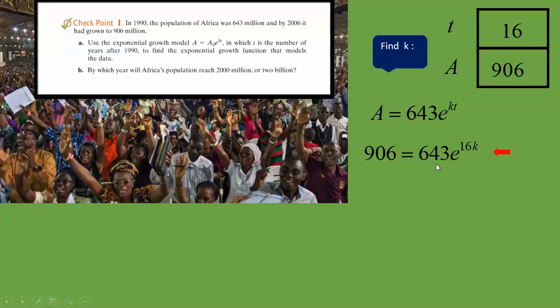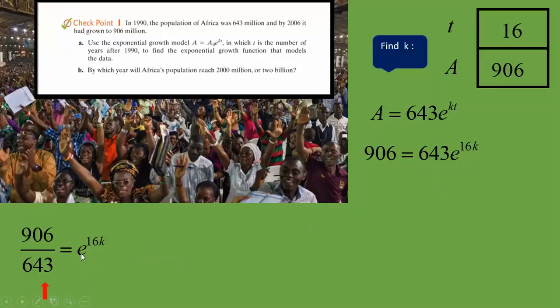And so typically you want to solve exponential equations by isolating the exponential expression. So here that's e raised to the 16k, but you'll notice that 643 is multiplied to it. So what you want to do is to divide both sides of the equation by 643. So that's what's done, and so now we have this fraction is equal to our exponential expression.